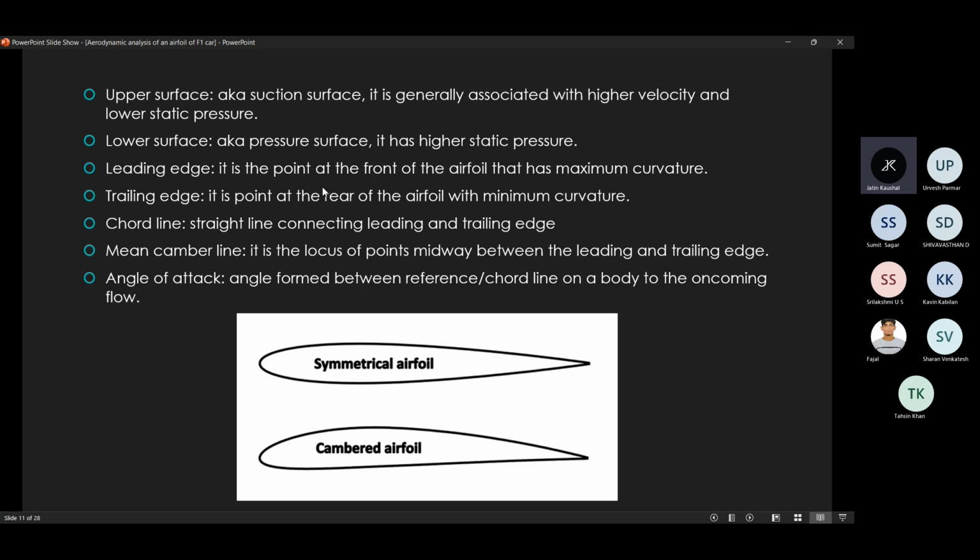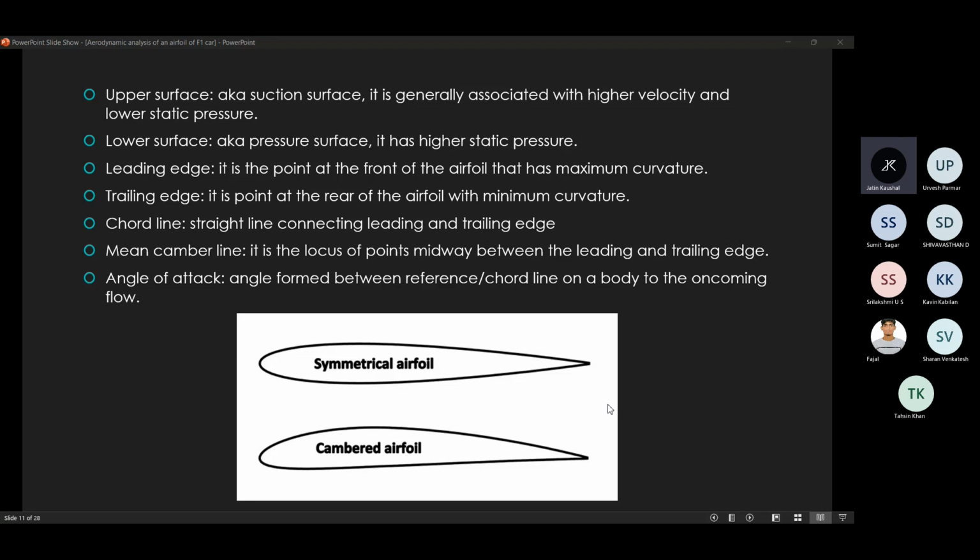Leading edge is the point at the front of the airfoil that has maximum curvature. Trailing edge is the point at the rear with minimum curvature. Chord line is a straight line connecting the leading and trailing edge. Mean camber line and camber line are the same. It is the locus of the points midway between the upper and lower surfaces. And angle of attack is the angle formed between the reference or chord line on a body and the oncoming flow.